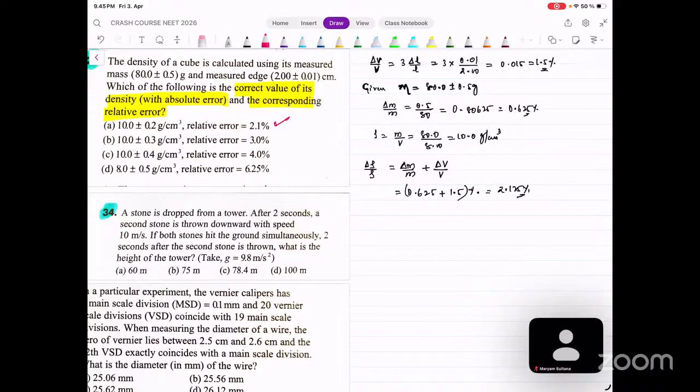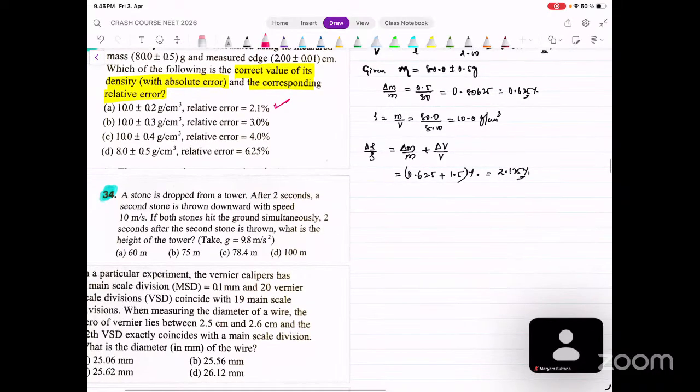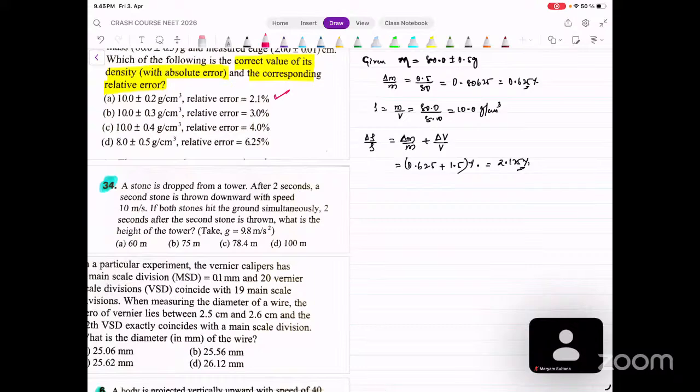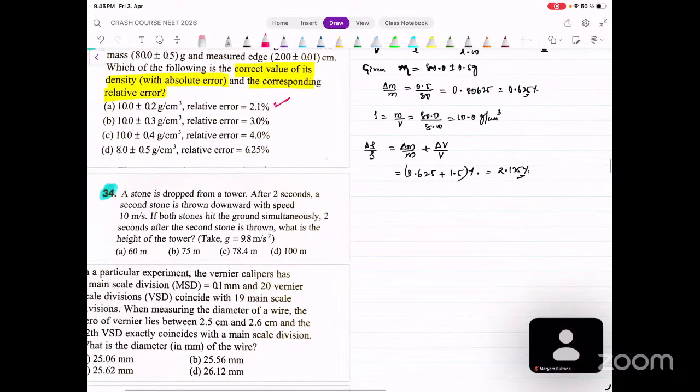अगर एब्सोल्यूट एरर भी करोगे तो लंबा प्रोसेस हो जाएगा. रिलेटिव एरर निकाल दिया मैंने 2.1, बाकी के ऑप्शंस में तो कहीं पर भी नहीं दिख रहा. ठीक है ना? द डेंसिटी ऑफ द क्यूब विल बी इक्वल टू हाउ मच? डेंसिटी तो ऑलरेडी आ गया 10, सब में भी 10 है. तो रिलेटिव एरर कितना हो जाएगा?